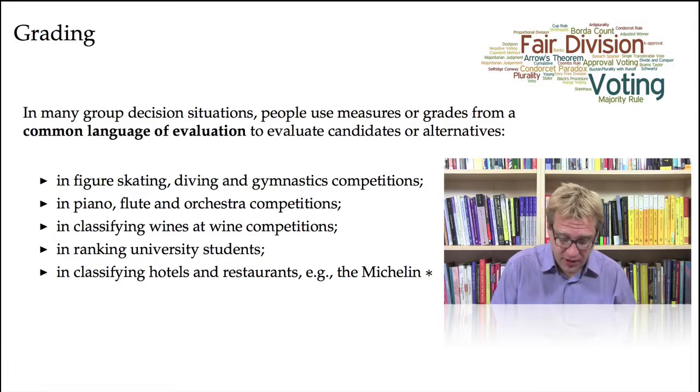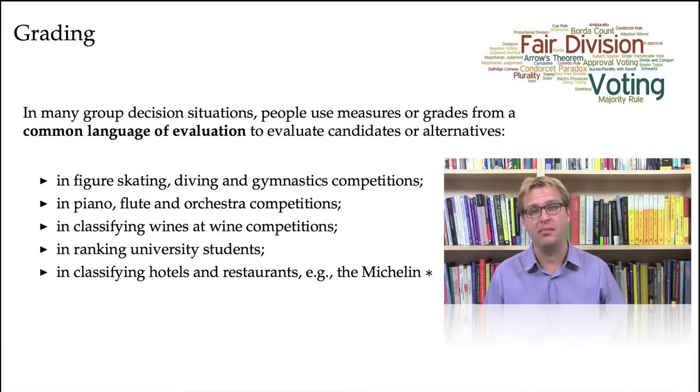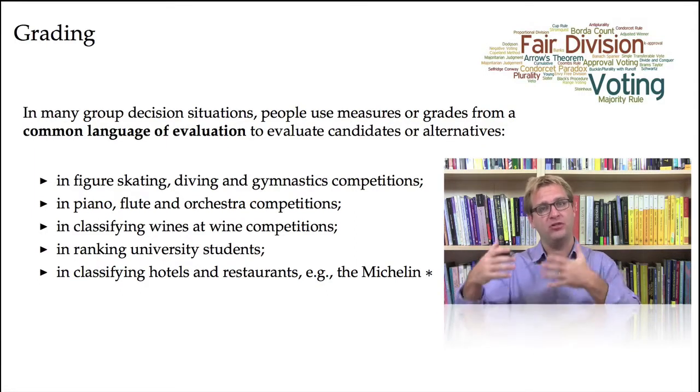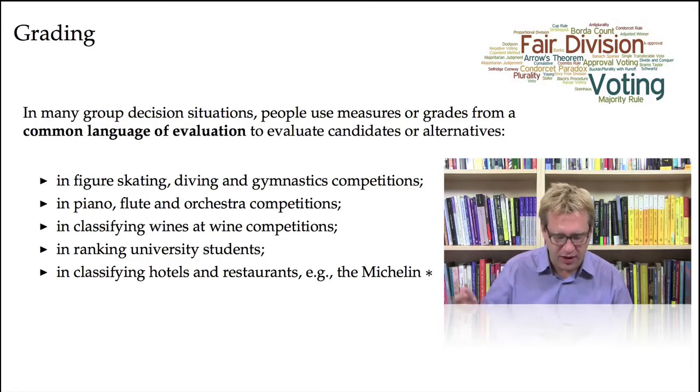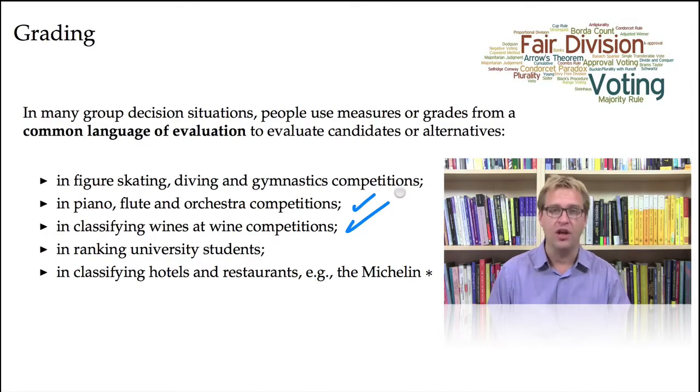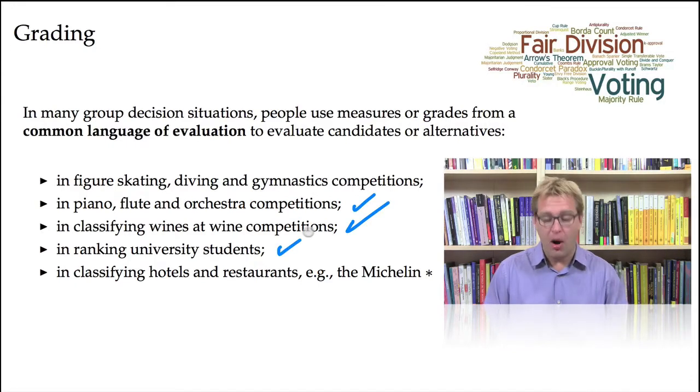So for example, in figure skating or diving or gymnastics competitions, those are examples where you have a set of experts and the experts are somehow judging each of the different contestants or each of the different competitors. Same thing for piano recitals, classifying wines at wine competitions. Those of us who are academics are very used to ranking students based on the grades that they actually receive. All of us have looked at the Michelin star and made a decision about which restaurant we might want to go to, ignoring, of course, prices.